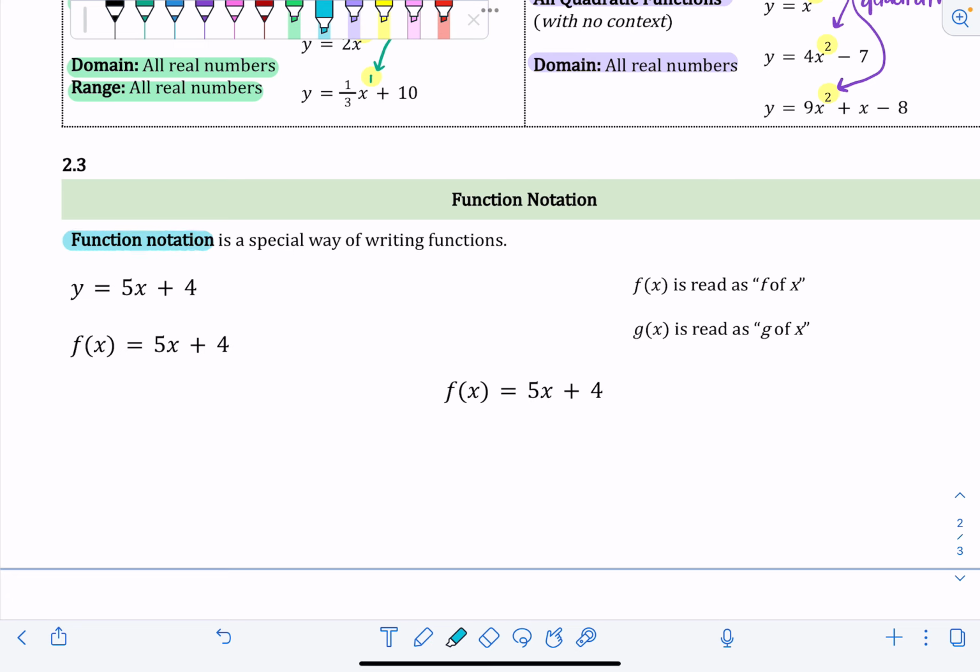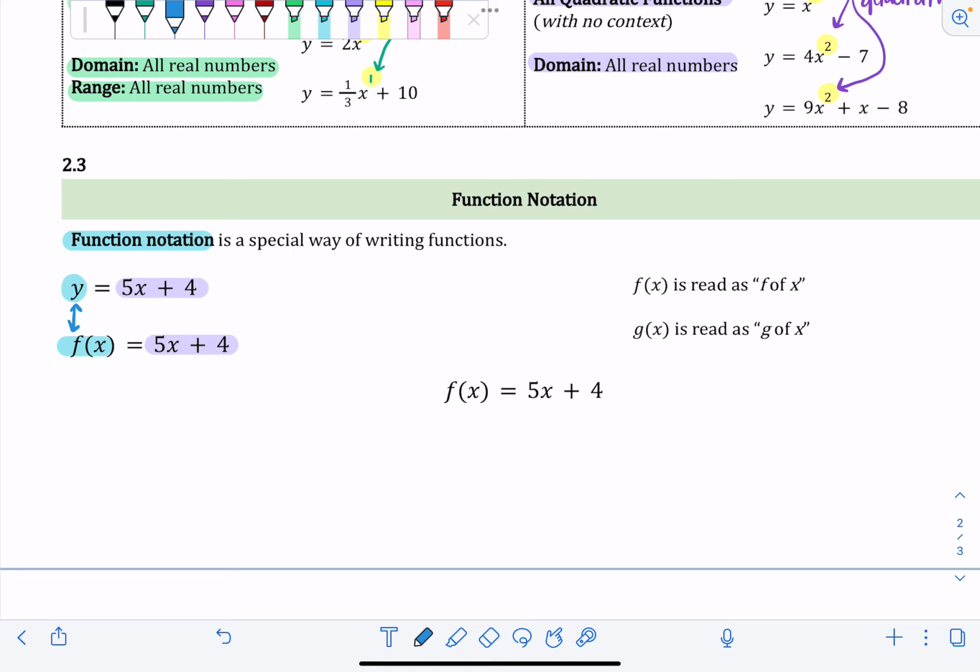So up until this point, we would see them written as y equals 5x plus 4. Function notation takes that y away and replaces it with f, parentheses, x. It's not how you read it; I'll tell you how you read it in a second. But everything else stays the same. Like the 5x plus 4 stays the same. It's really just these that get swapped.